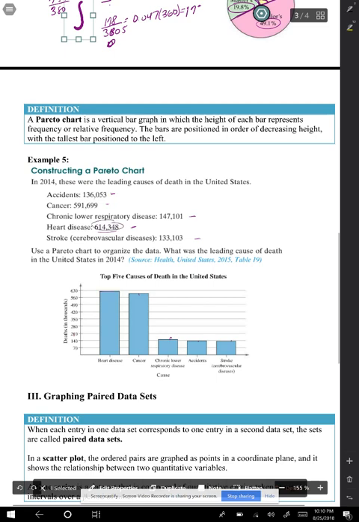And then the next one was real close to that, at 591. So again, they went down a little bit. And then these next three were down lower. So you can see with the Pareto chart that it just goes down from the greatest to the least.